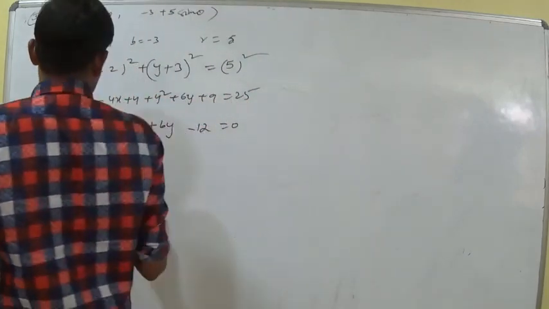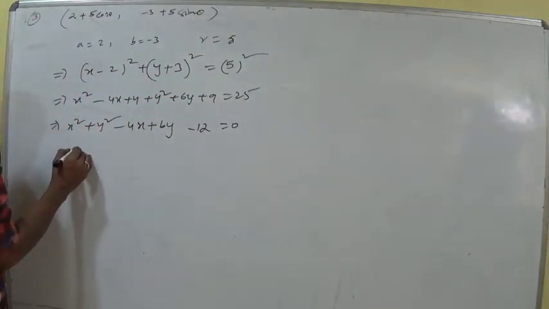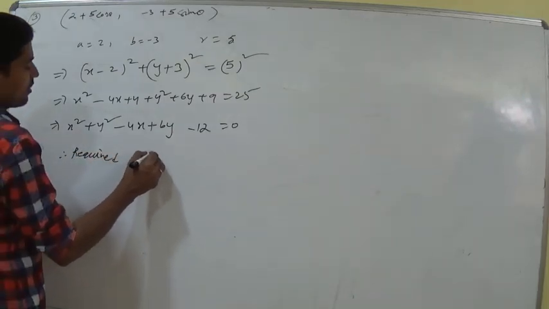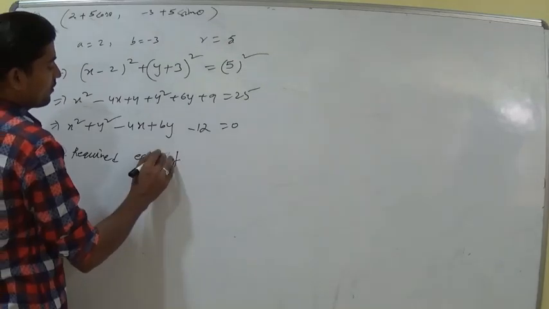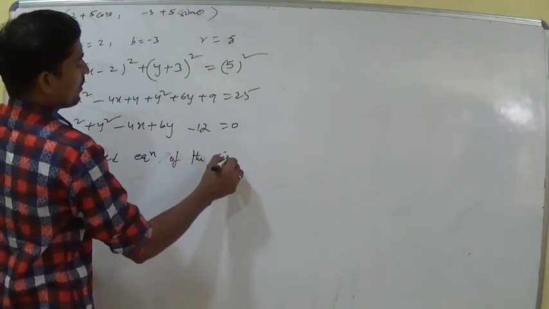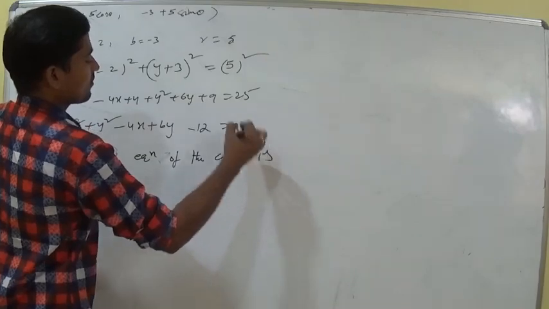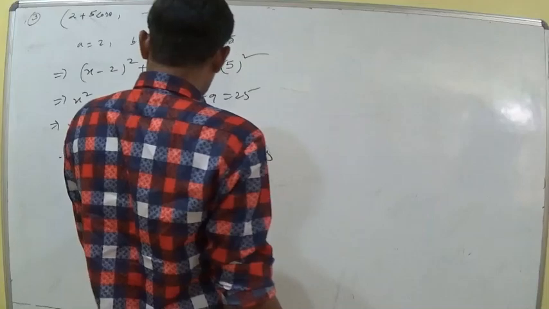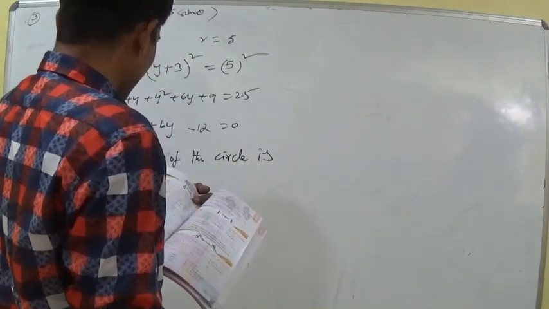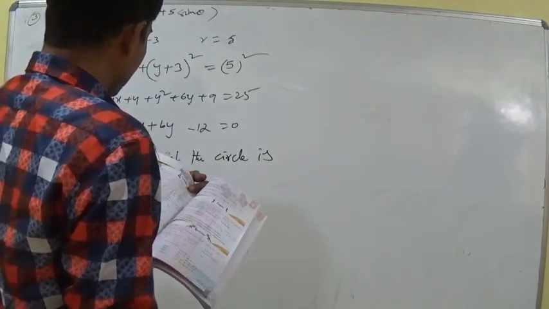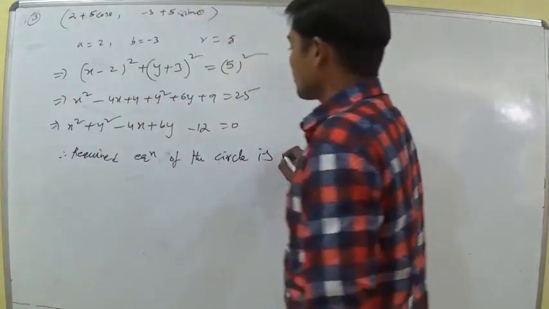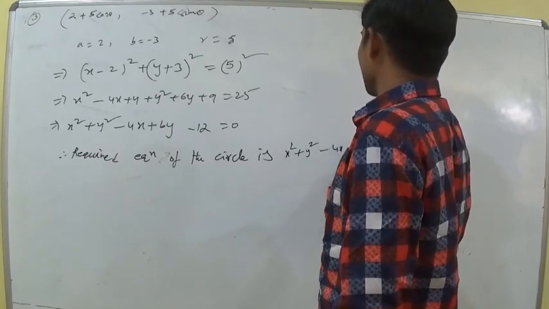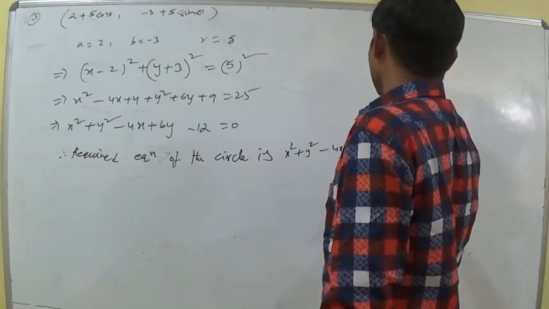Therefore the required equation of the circle is x square plus y square minus 4x plus 6y minus 12 is equal to 0.